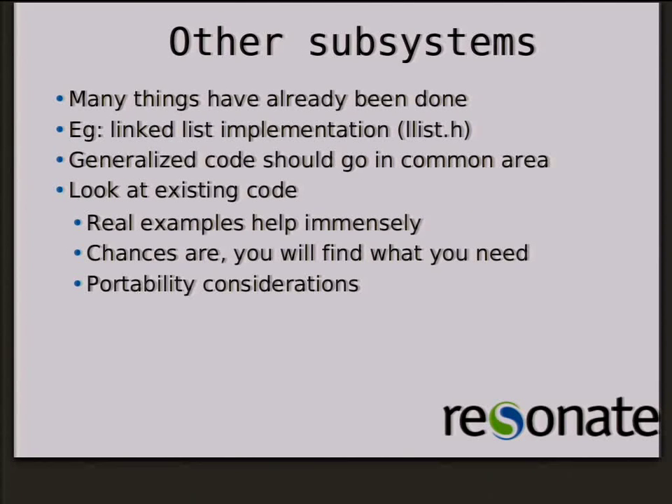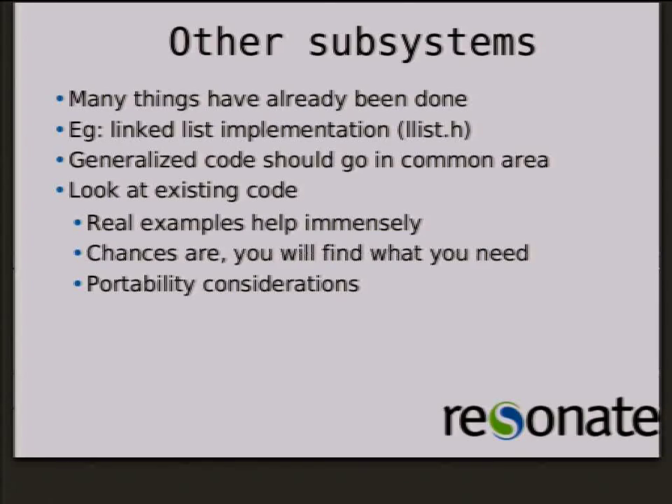All right, we're almost done, folks. Other subsystems. Lots of stuff has been done. Please don't go and write your own linked list implementation and try to submit it to Postgres, okay? Unless you're, who is it, Andres, who went and wrote the internal linked list one. If you do write some new generalized thing, you should put it into one of the generalized areas. Don't write something very generalized and stick it in your one little area, because typically you're going to want to use it across other things.